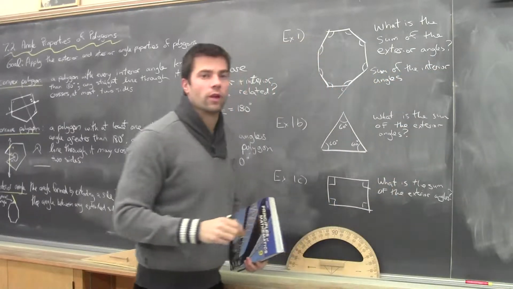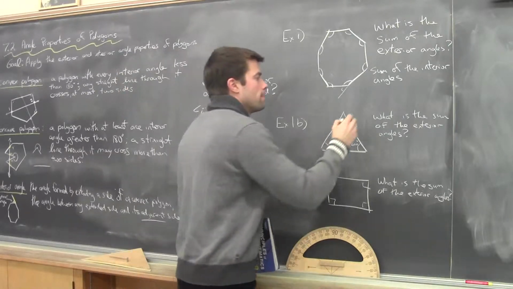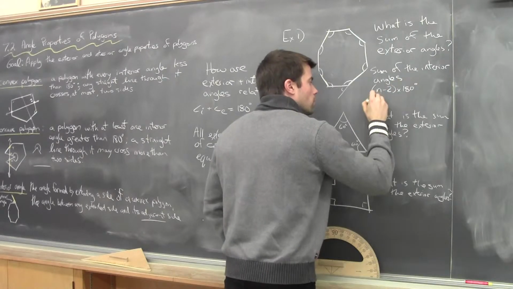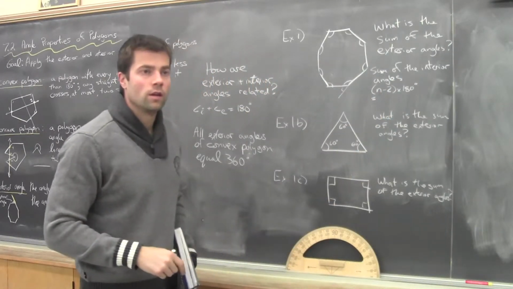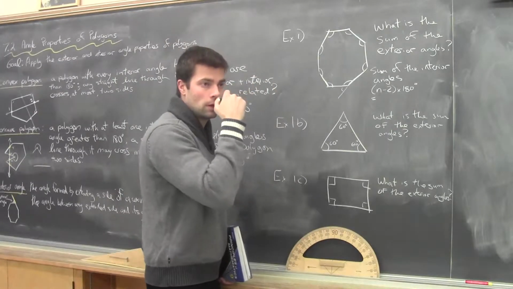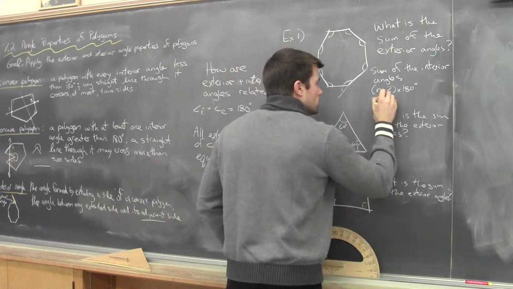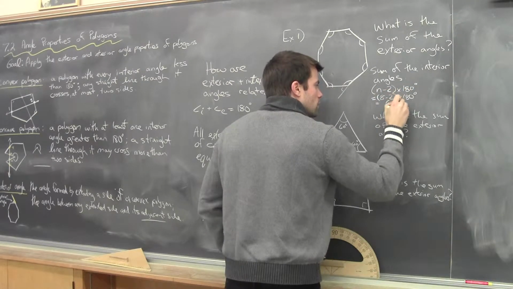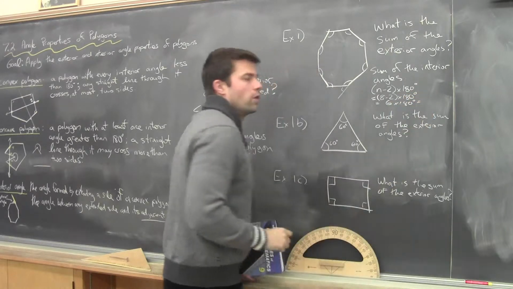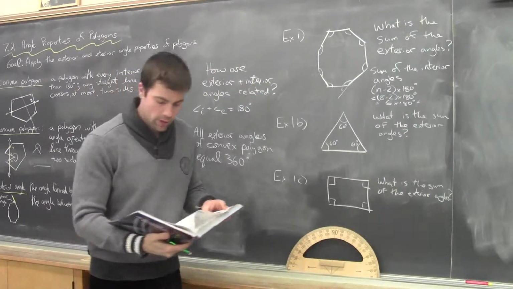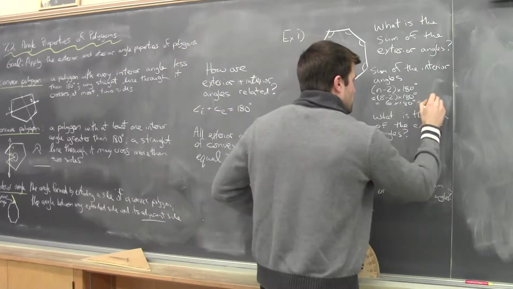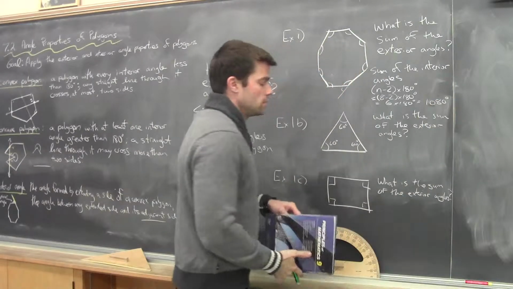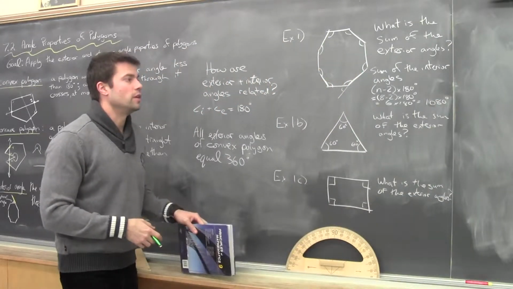Who remembers the formula for that? N minus 2 times 180. Very good. Okay, so n in this case is what? Number of sides. Number of sides, and in this particular shape? 8. Good. 8 minus 2 times 180. So we have 6 times 180. That's equal to what? 1080. Yeah, 1080. So now we know the sum of the interior angles.